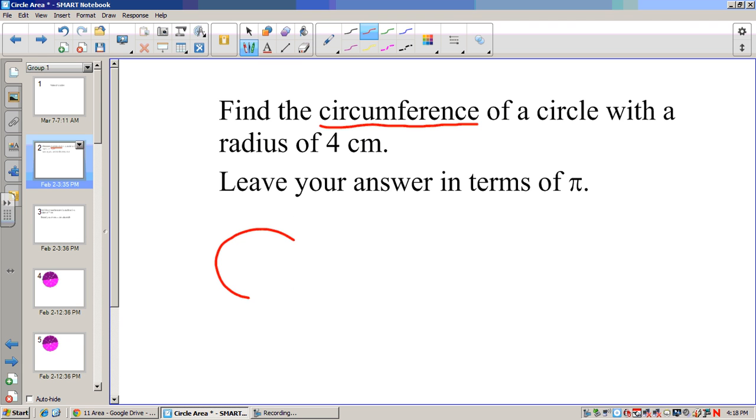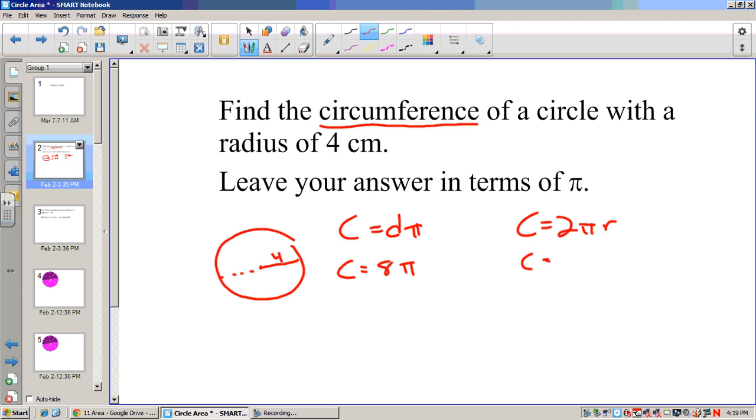So if we have a radius of 4, we had two formulas for circumference. We could either say diameter times pi or 2 pi r, which r stands for radius. So if the radius is 4, the whole diameter is 8, so we could say this is 8 pi, or you could say it's 2 times pi times 4, which would also turn out to be 8 pi. Now if it says leave it in terms of pi, that means it wants a pi in our answer.